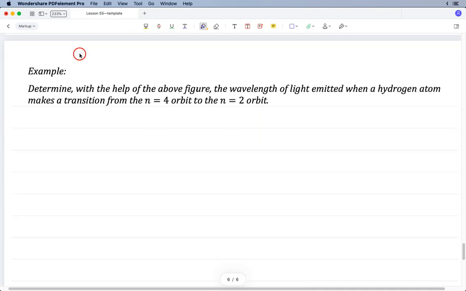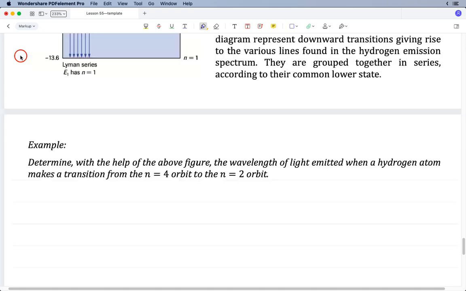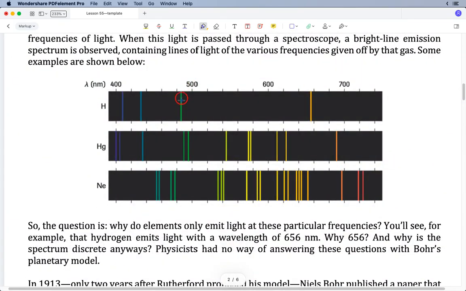Now, the example gives you an opportunity to work this out. So I'll just read the example. I'm not going to go through it for the sake of time, but just to give you an idea of what you're going to work out shortly. It says, determine with the help of the above figure the wavelength of light emitted when a hydrogen atom makes a transition from the n equals 4 orbit to the n equals 2 orbit. And as I said earlier, when you work that out, you'll get an answer of 486 nanometers, which is that line right there in the emission spectrum.